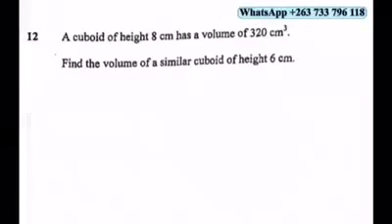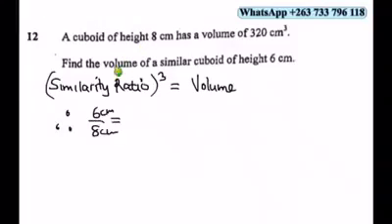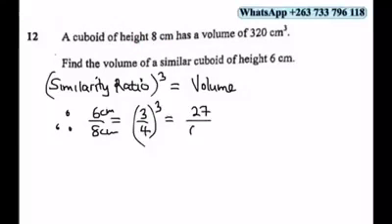Number 12, a cuboid of height 8 centimeters has a volume of 320 cubic centimeters. Find the volume of a cuboid of height 6 centimeters. So here we use the scale ratio. Since we are dealing with volume, we'll raise it to the power 3. So the rule is similarity ratio to the power 3 is equal to volume. Therefore here the ratio of similarity is 6 centimeters over 8 centimeters. Let's reduce that and cube.